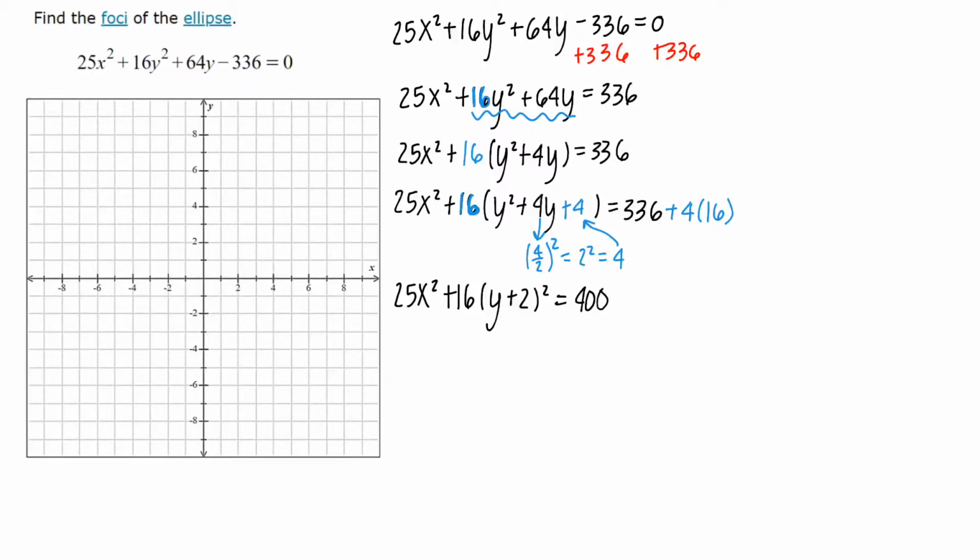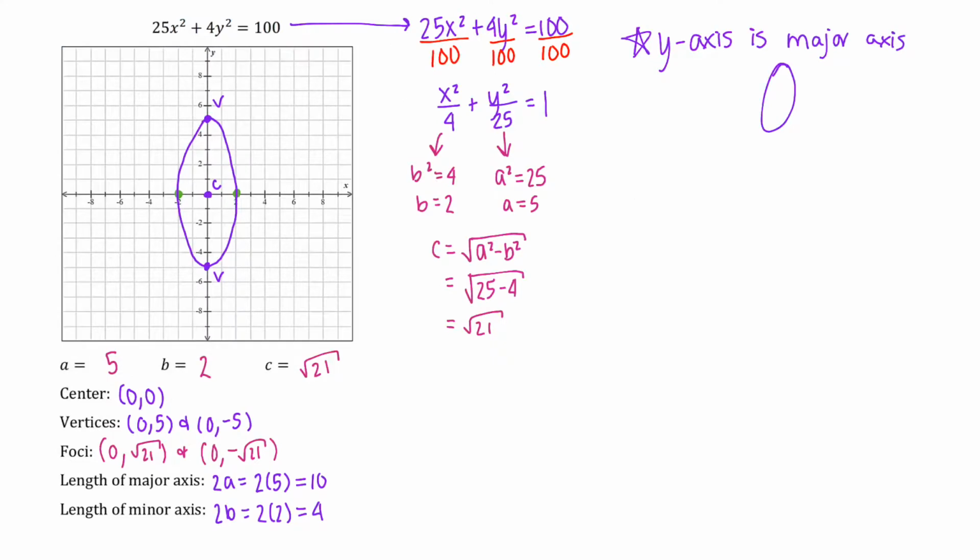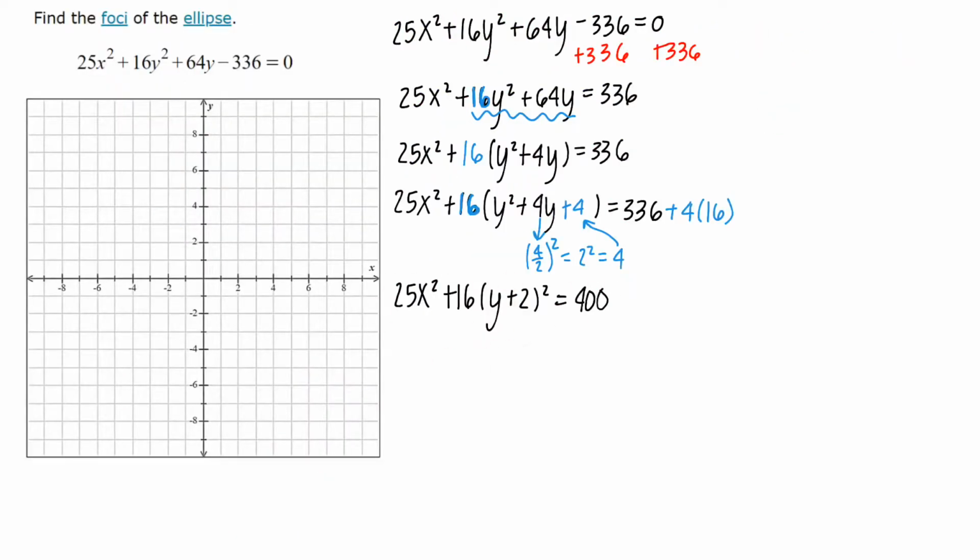Now, just like we did in that previous problem, let's see, where is it? In this problem right here, where we didn't have a 1 over here, so we divided by 100. We're going to do that same thing, but instead of dividing by 100, we'll divide by 400 to make this into a 1. So dividing both sides by 400.